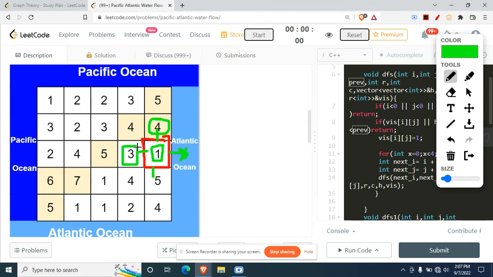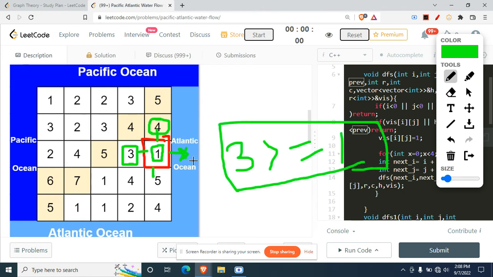So whenever we are reaching to a new cell, we will just compare it with the previous value. So where I'm reaching to a new cell with a value 3, is the value 3 that we have greater than or equal to where I'm coming from? I'm coming from where? From 1. So is it true? Yes, it is true. That means we can go here. Okay, and we will mark it.